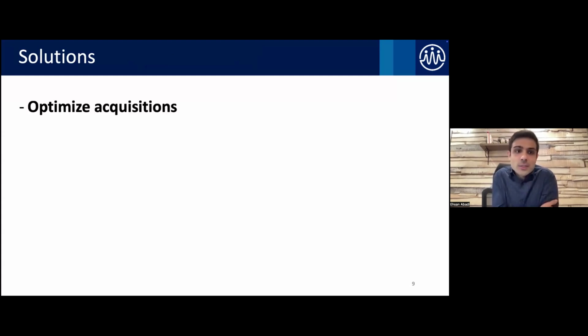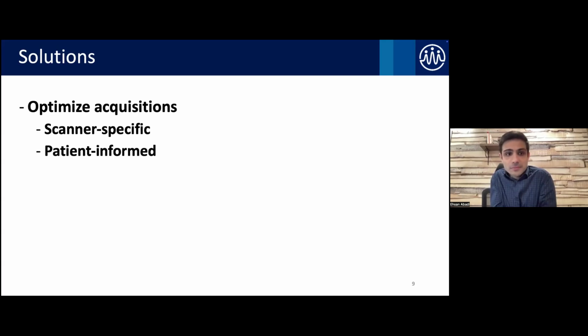So what are the solutions? One solution would be to optimize our acquisition. If we understand how imaging parameters impact our quantifications, and we know which parameters lead to more accurate results, let's use those. Those solutions might be scanner specific for different technologies, so you might find different acquisition parameters that are optimum. And those parameters might be patient informed as well. Patients themselves might impact the accuracy of the quantification, so we need to understand that in advance to be able to optimize those parameters.